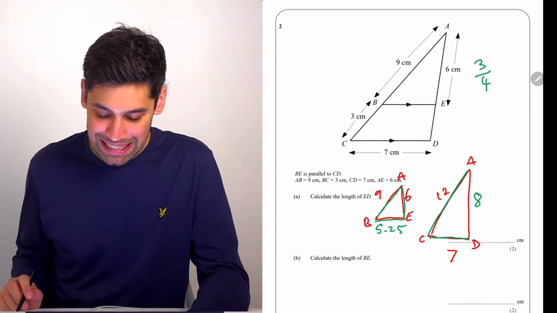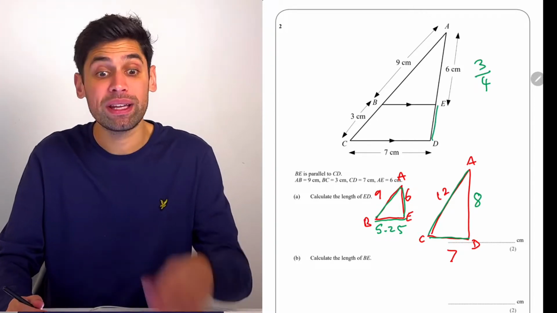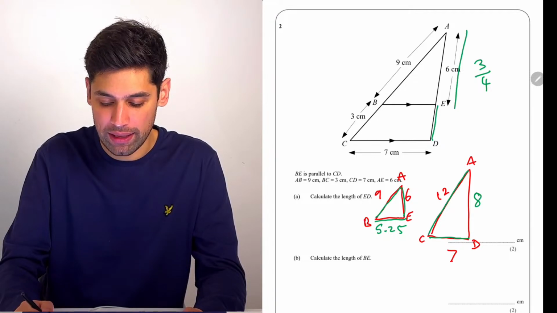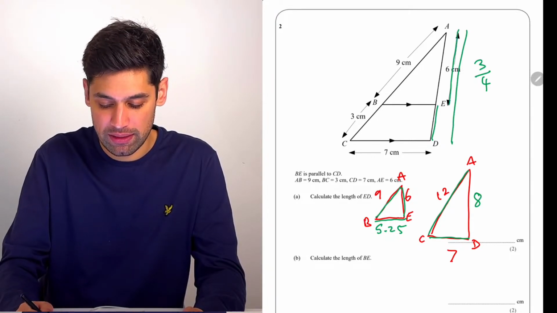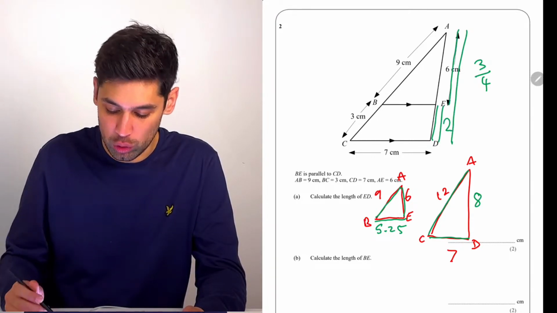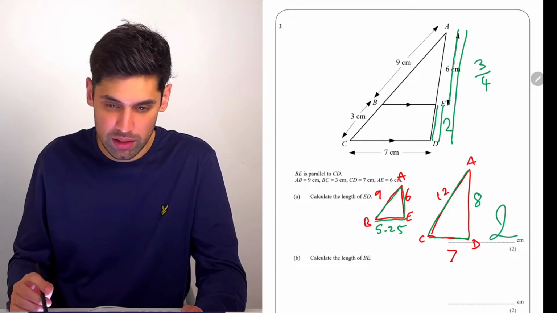Calculate the length of ED. So ED is this section down here, but what we now know is that the entire length is 8. This length is 6, meaning from there to there must be 2. So that's a nice easy answer.